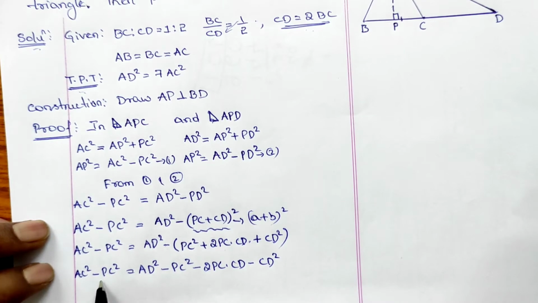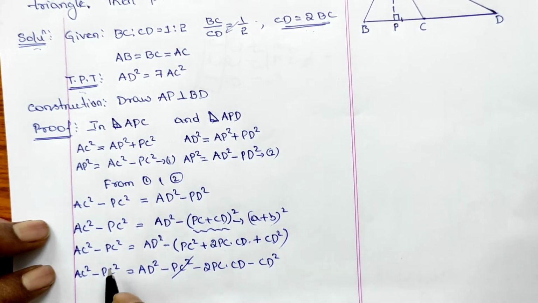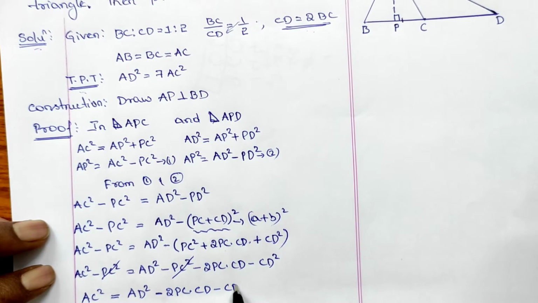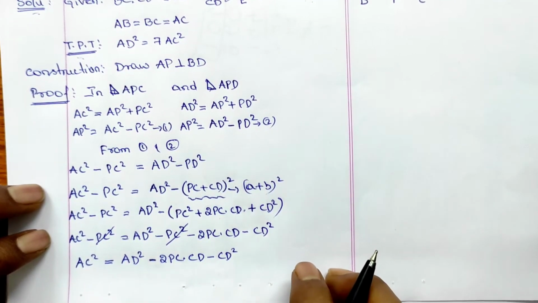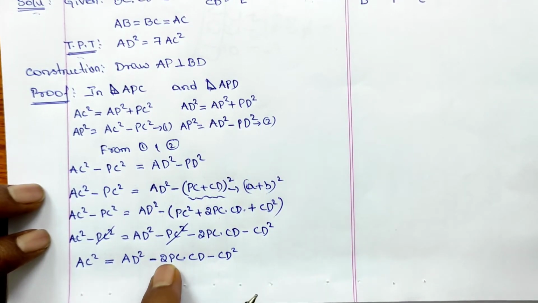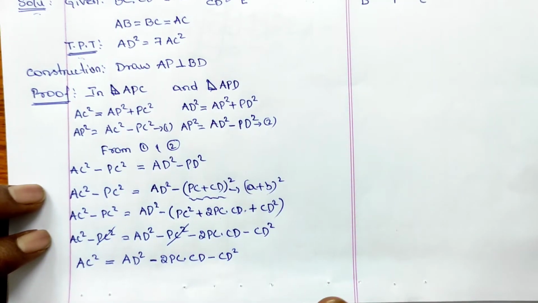Now PC square on the left hand side is minus, and on the right hand side PC square is also minus, so we can cancel them. Then what is left on the left hand side? AC square is equal to AD square minus 2PC into CD minus CD square. Now from minus 2PC into CD and CD square we have to get 7.